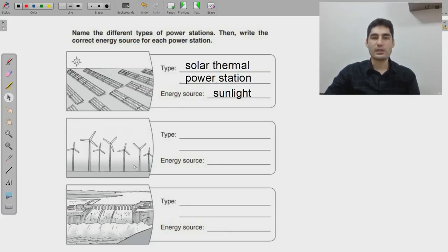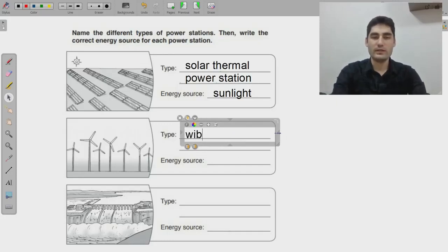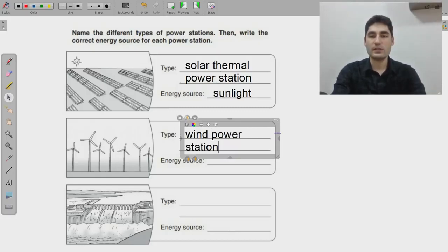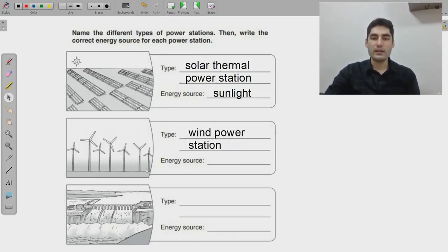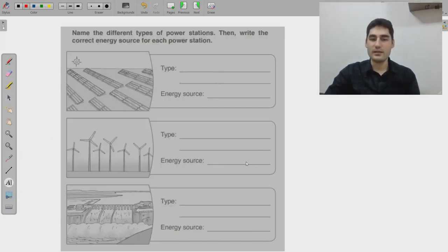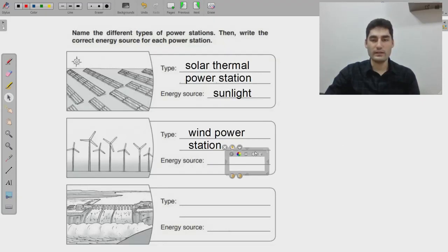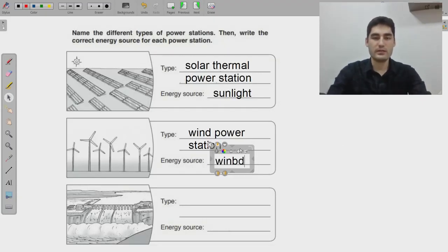The second picture. Do you remember this? Wind farm, right? So the answer is wind power station. This is the answer of this. What kind of energy source? The answer is super easy. The answer is wind. Okay?